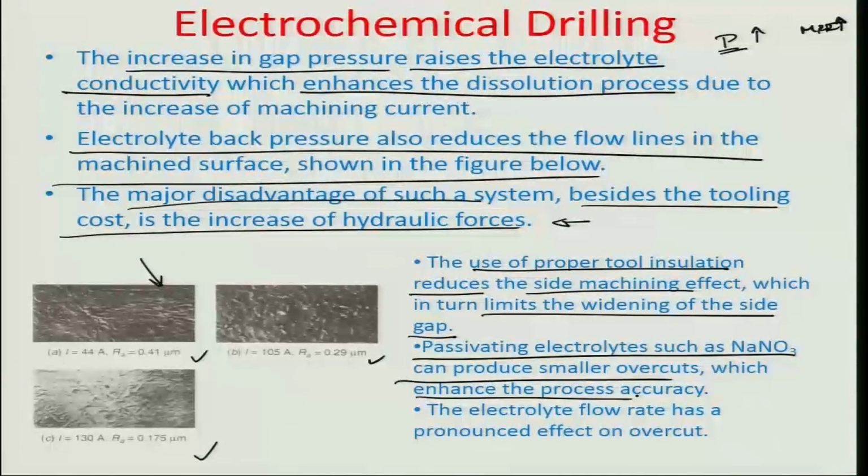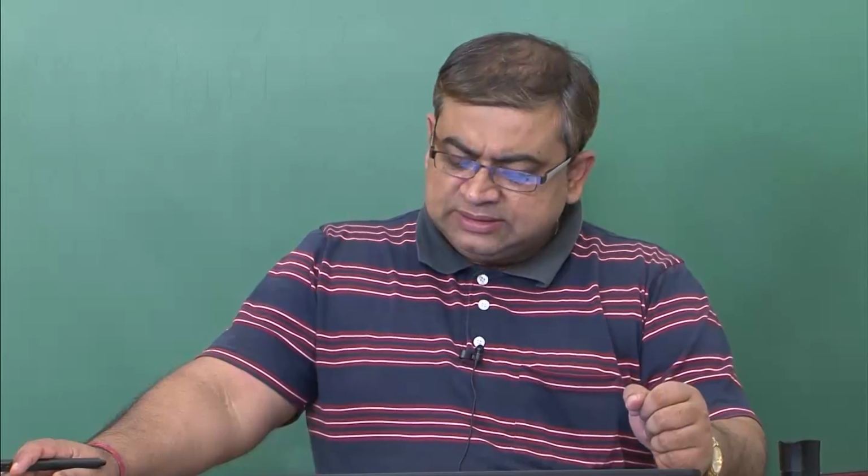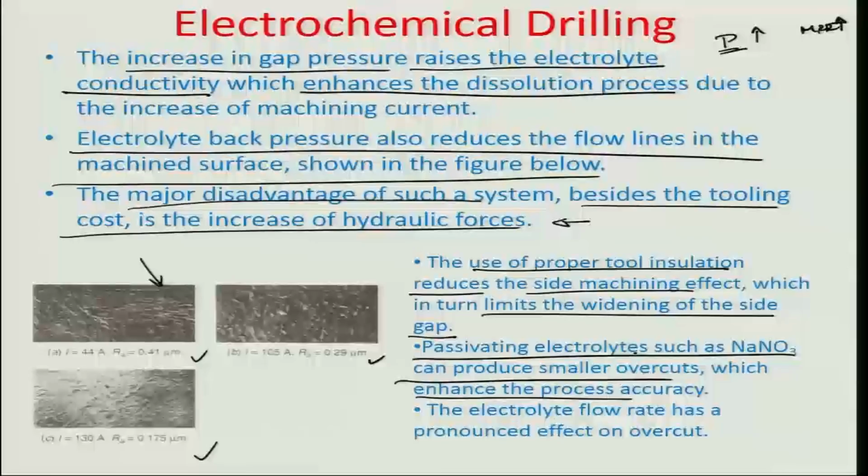So overall, we can conclude by saying that in electrochemical drilling processes, the back pressure is of substantial importance, and the electrolyte flow rate may be able to produce a pronounced effect on the overall overcut size, etc. And in fact, if you reverse flow the electrolyte at a certain pressure, it has been found that the CD value or the total overcut value can be minimized quite a bit because of the controlled machining rates that happen.